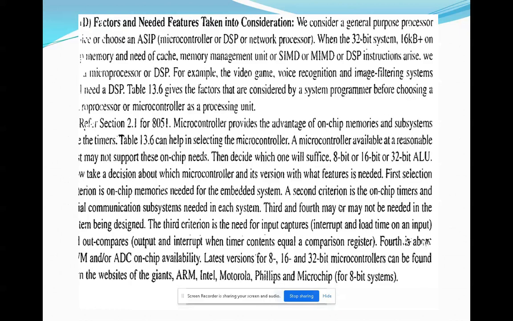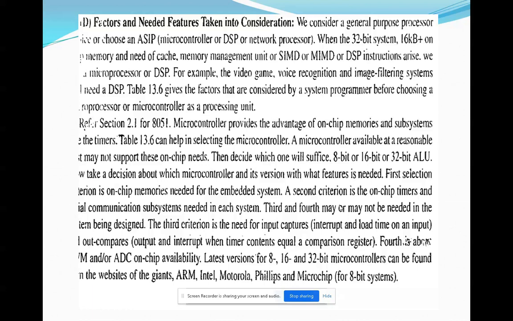Okay, so certain features and factors have to be considered while you are designing the product, that is software and hardware implementation. Okay, the next factors and needed features to be taken into consideration. So while you are designing an embedded product, you have to consider some factors and features.